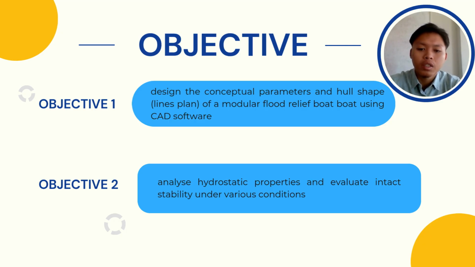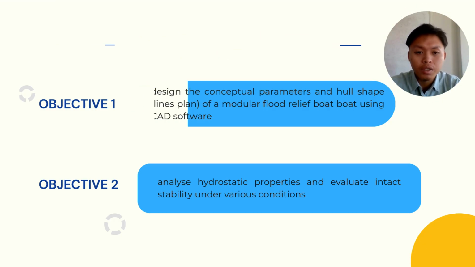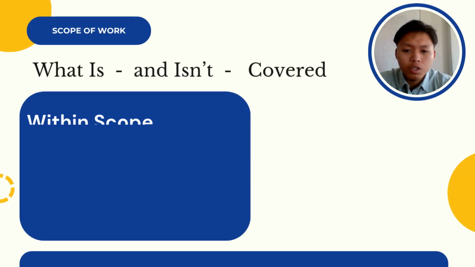The second objective is to analyze the hydrostatic properties and evaluate the intact stability of the designed hull under various loading conditions. Through this objective, the project aims to produce a boat design that is both practical and safe for rescue operations. We move to the scope of work.